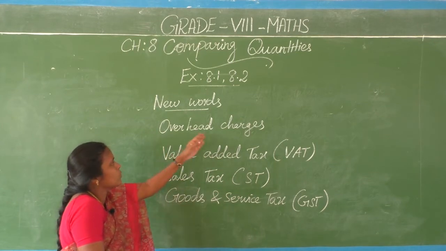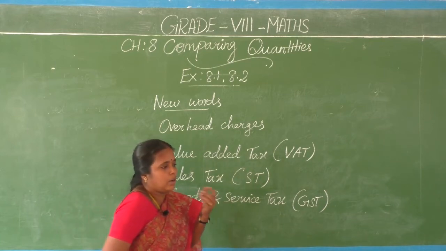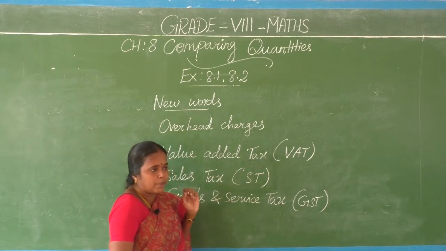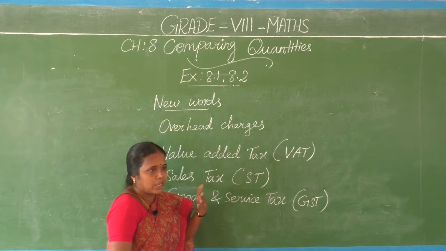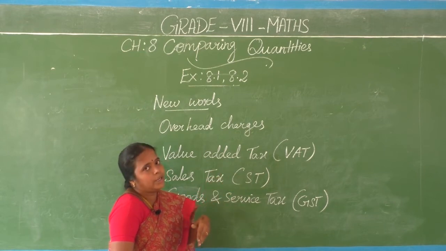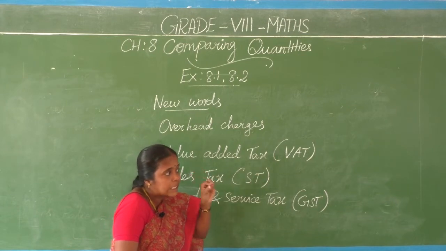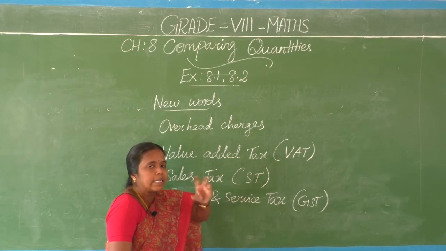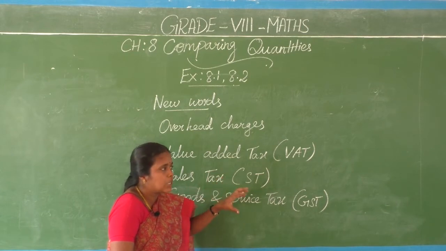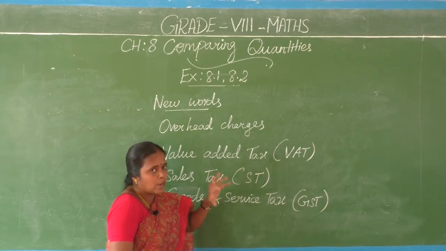What is overhead charges? Overhead charges means, for example, you are buying one refrigerator from the shop. How to carry that? We can't carry that by hand. So you will fix some auto or some other vehicle to carry it to our home. For fixing the transport, you will pay some amount. That is extra amount. Actually the purchased cost of the refrigerator is one amount.